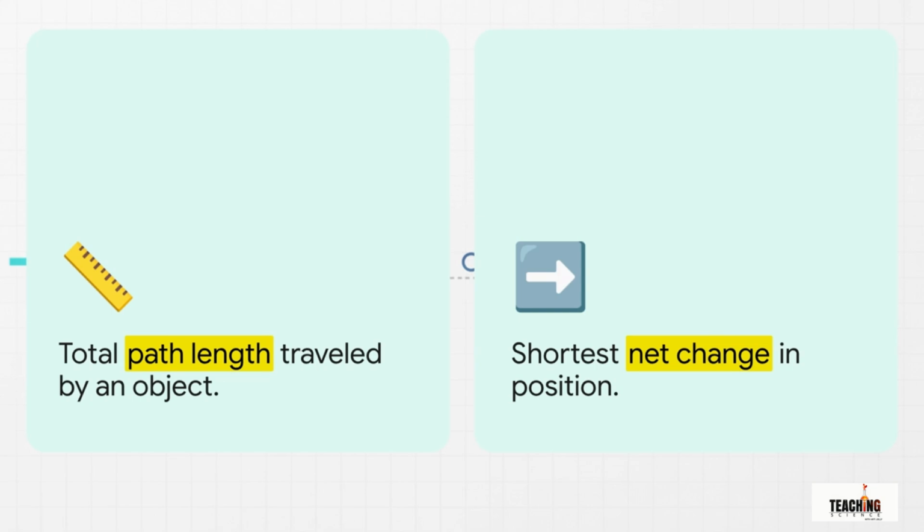The total path she traveled, that's 100 meters forward plus 60 meters back, is her distance, so 160 meters. But her displacement? Displacement is purely the shortest net change in her position from the start line to the finish line. Since she started at 0 and ended at 40, the magnitude of her displacement is just 40 meters. Basically, distance is the entire sweaty journey, while displacement is just the shortcut.